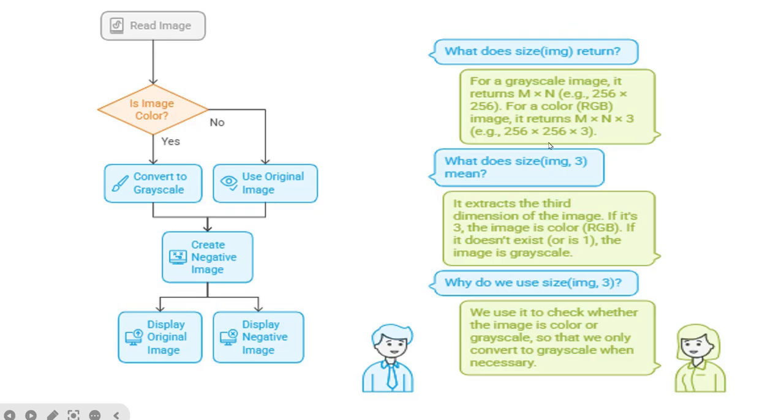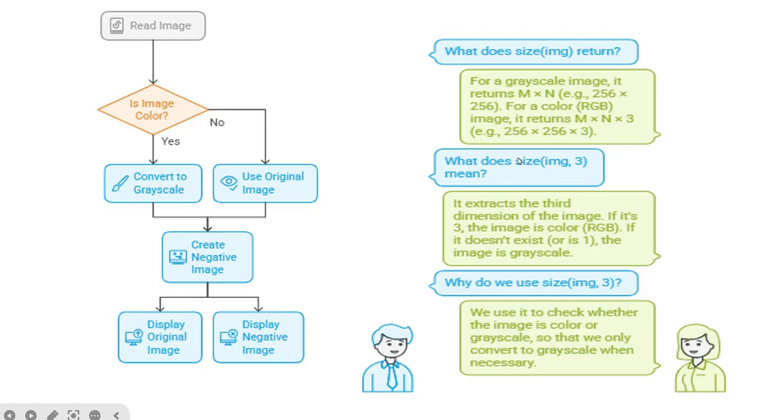Here we are using the command size of image comma 3. First we will see what the command size of image returns. For a grayscale image, it returns m cross n, for example, 256 cross 256. If it is a colored image, that is RGB, then we'll get one extra term. That is, it returns m cross n cross 3, 256 into 256 into 3. If it is grayscale, we'll get only 256 into 256. If it is a colored image, we'll get 256 into 256 into 3.